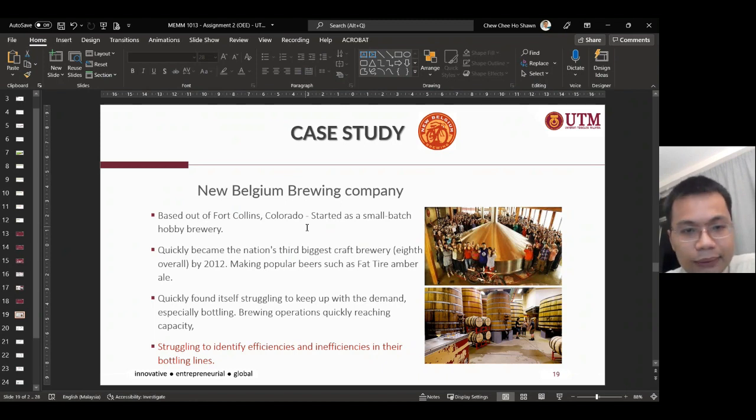When the demand went up, the current production flow was unable to match the production needed. Their brewing operation quickly reached capacity, and then their bottling was unable to keep up. They struggled to identify what was going on in between, in terms of the efficiencies and inefficiencies in their bottling line, and why they couldn't provide the maximum output.